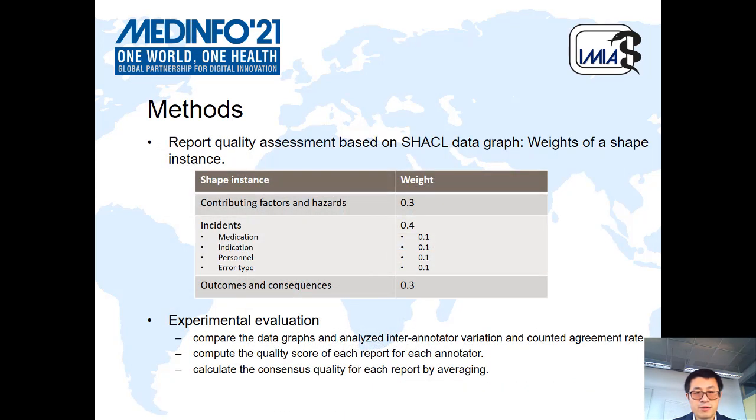To differentiate the importance of different dimensions in the ontology, we assigned weights to the dimensions. In this preliminary study, for example, we assigned 0.3 to contributing factors and hazards, 0.4 to incident, and 0.3 again to outcomes and consequences. We compared the data graphs, analyzed the inter-annotator variation and counted the agreement rate, and we computed the quality score of each report for each annotator. We also calculated the consensus quality for each report by averaging.